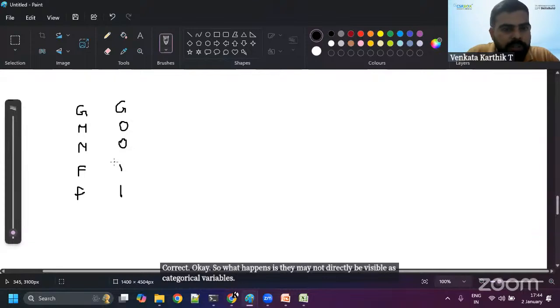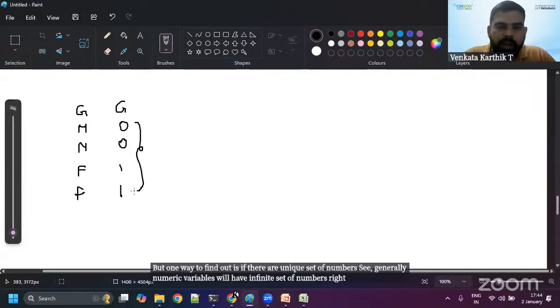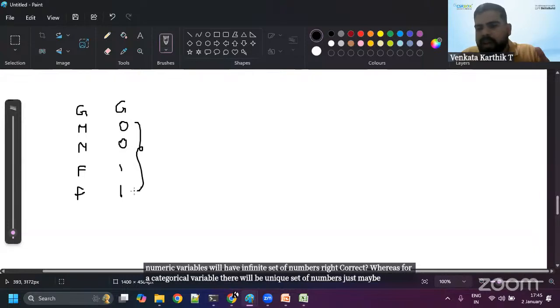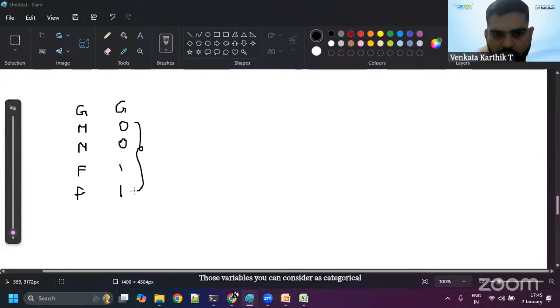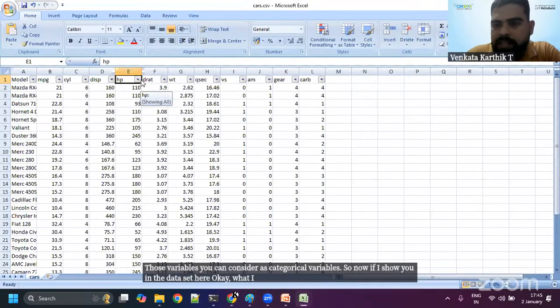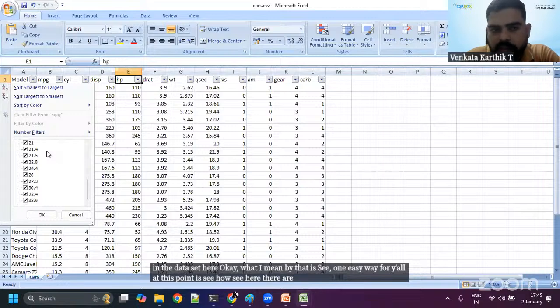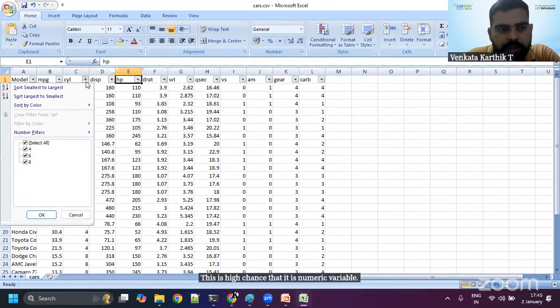But one way to find out is to check whether the variable has a unique set of numbers. Generally, numeric variables will have an infinite set of numbers, whereas a categorical variable will have a limited set of numbers, maybe 3, 4, or within 10. Those variables you can consider as categorical variables. Now, if I show you in the data set here, see, there are so many numbers here, so there is a high chance that it is a numeric variable. In this one, there are only three numbers, so you can consider this a categorical variable.